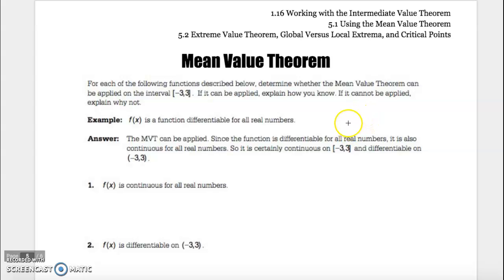All right, what we're going to do now is look at the mean value theorem and practice knowing when we can apply it and when we can't. For each of the following functions described below, there are just descriptions of certain functions, determine whether or not we can apply the mean value theorem on the interval -3 to 3. If it can be applied, we have to talk about why we know. If it cannot be applied, we'll talk about why not.